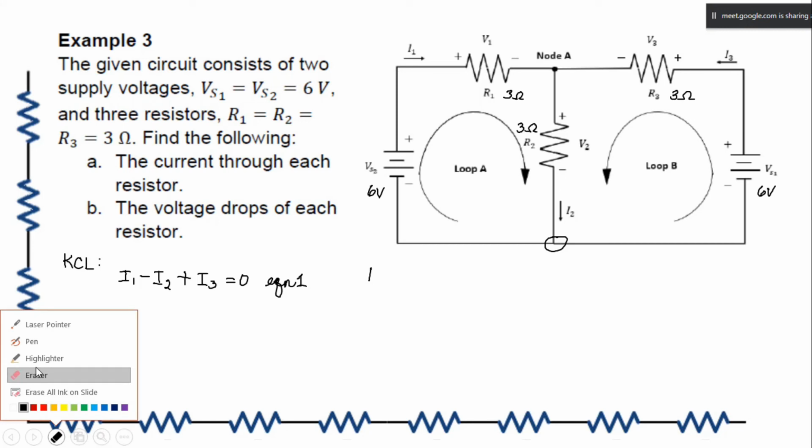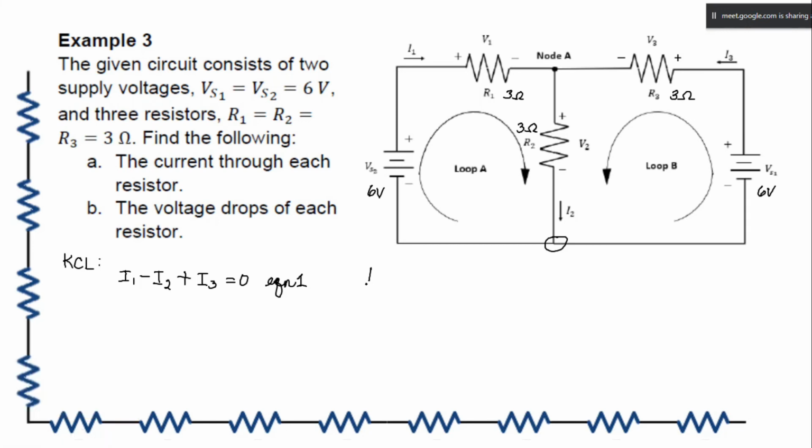Ilang loops meron tayo? We have 2 loops. The loop 1 and the loop 2. Loop A follows clockwise motion, whereas loop B follows counterclockwise motion. So, let's start with loop A.